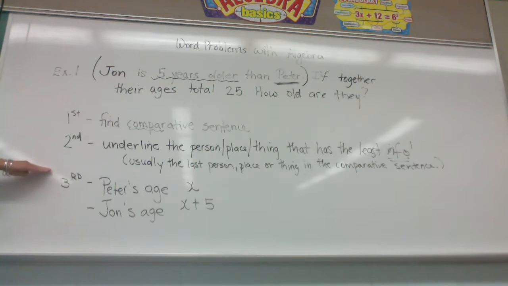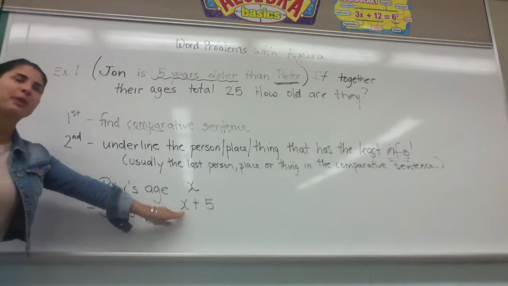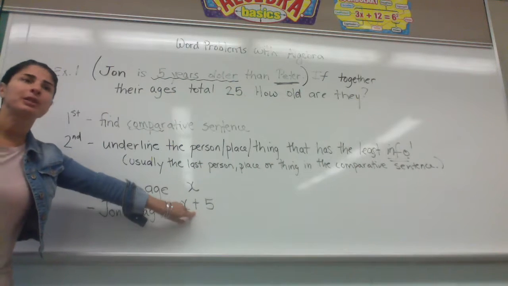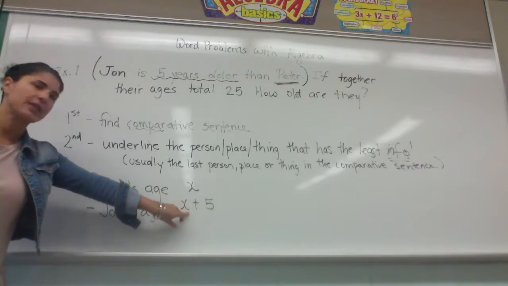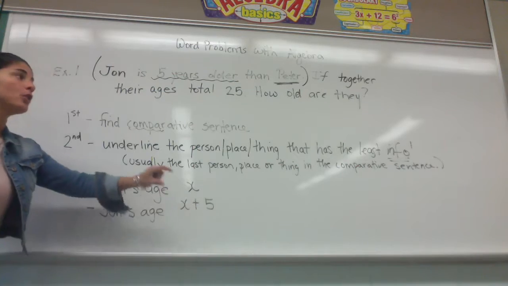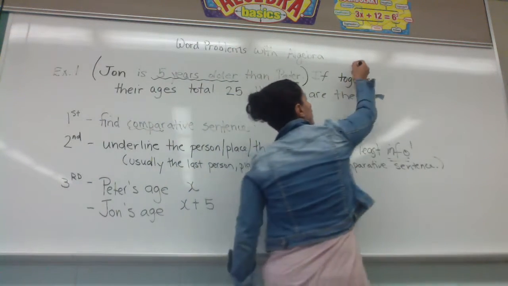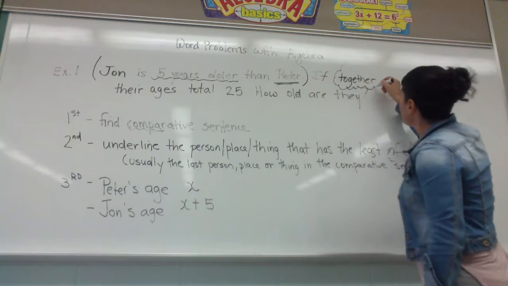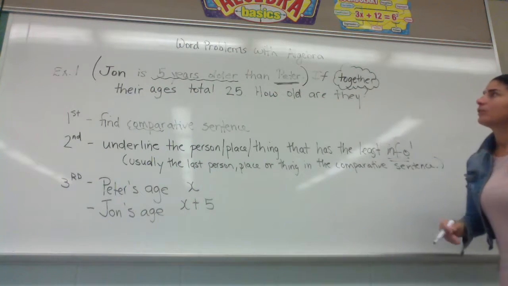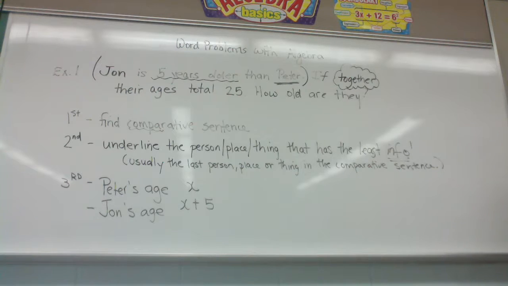So we have Peter, who we know nothing about, and we have John, who we know is Peter's age plus 5. Together. What does together mean? Total. The total. Total means to do what in math? What do you do when we say all together? You add them.